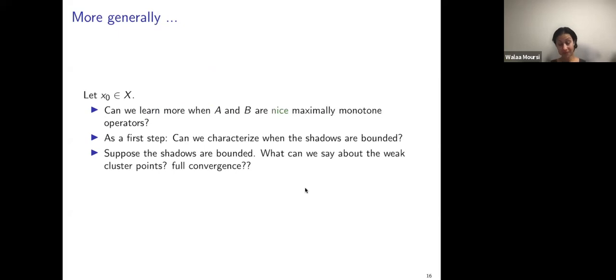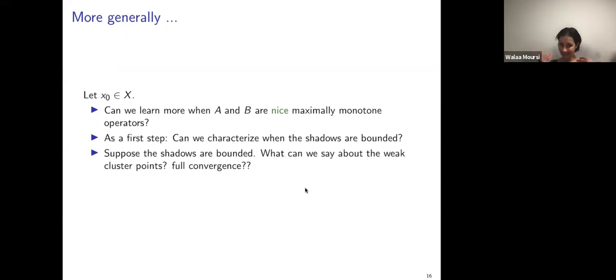So at this point, the question that we started with is, starting with an x0, what can we say if A and B are maximally monotone operators, not necessarily functions or subdifferentials of functions, but nice maximally monotone operators? And when I say nice, there are classes of maximally monotone operators that contain subdifferentials as a proper subclass, but they are not as badly behaved as the skew operators.